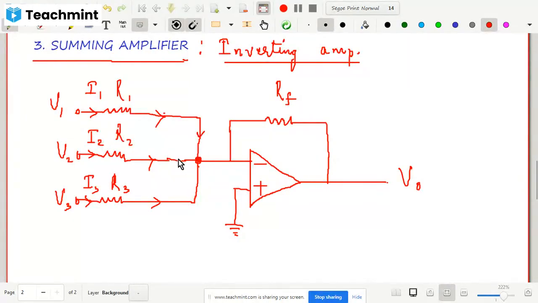Okay, the upper current, the middle one, and the lower one will meet at this point, and here we will get the total current, I1. And what is the total current?